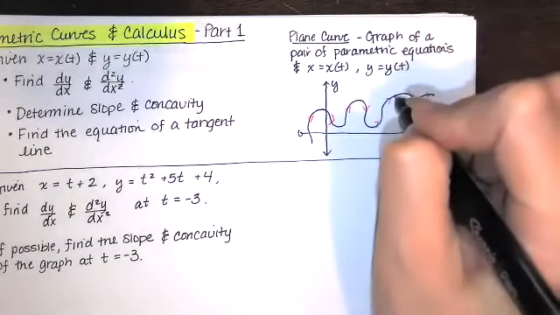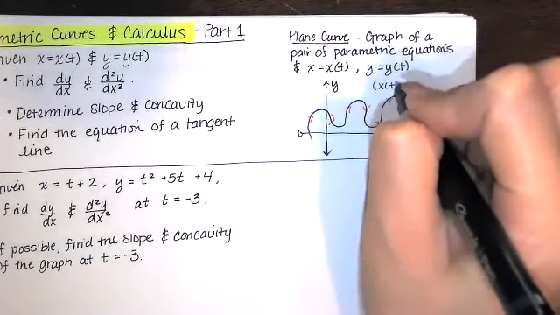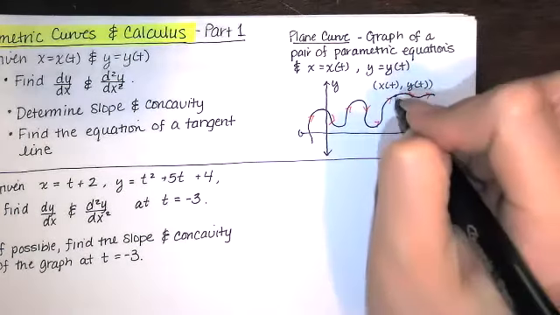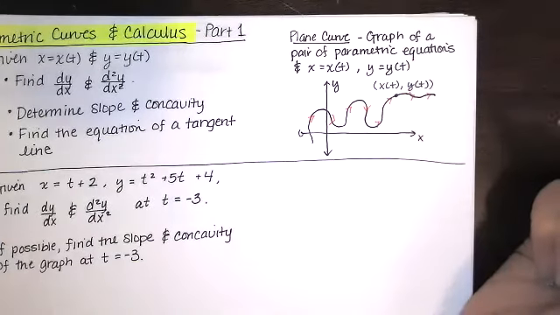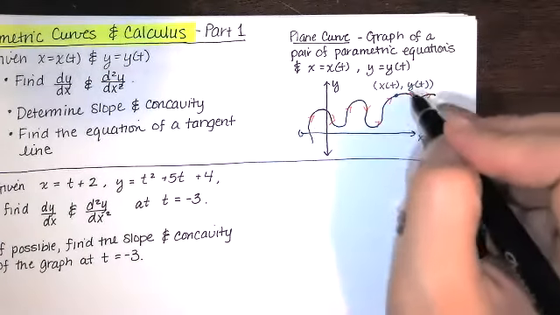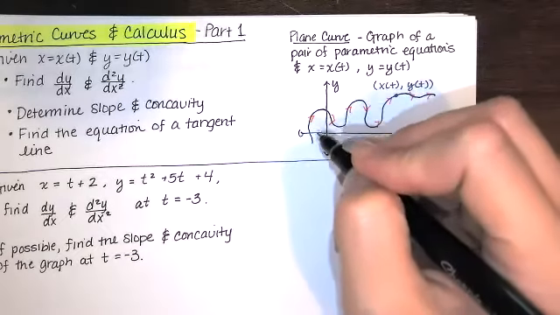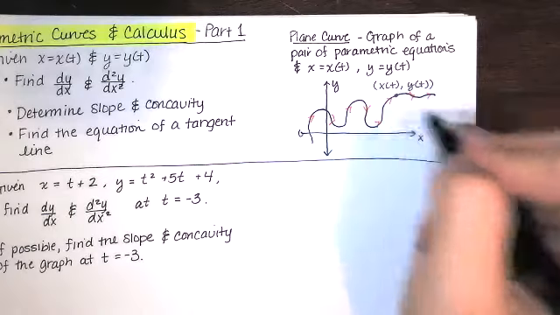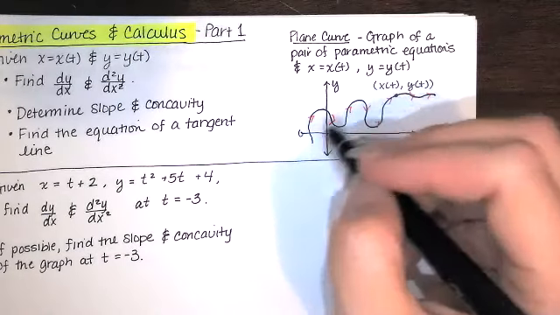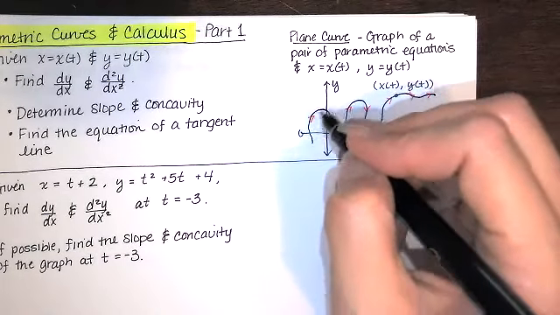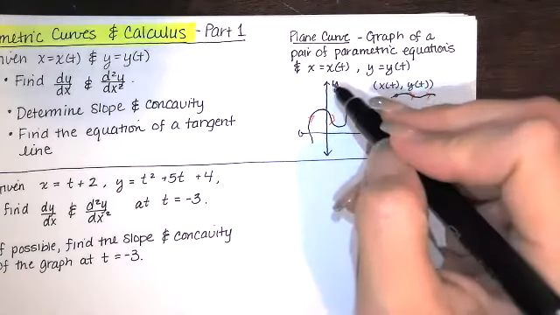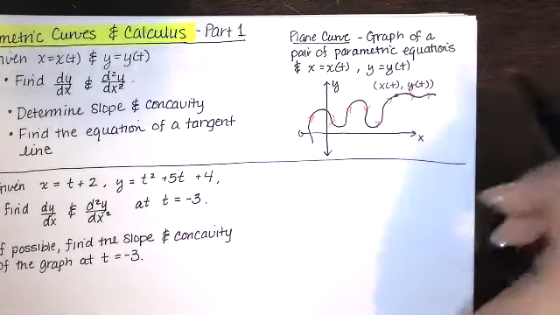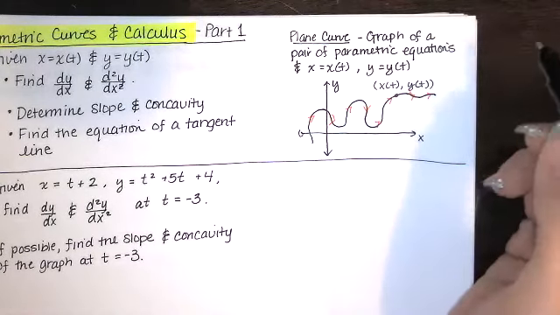And a general point on the curve is given by x equals x of t and y equals y of t. Together, these two parametric equations give us this set of points. Now notice that there's no t-axis. t is implied. As t increases, we trace out the curve, but I'm actually sketching the curve in the xy plane. There's no t-axis here. That's a very important point.